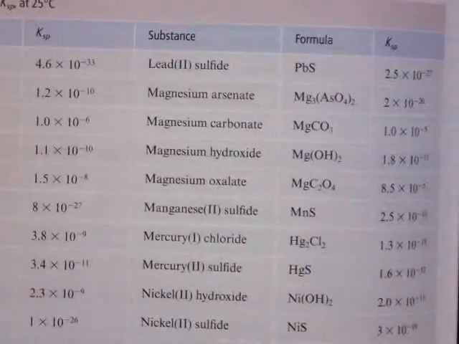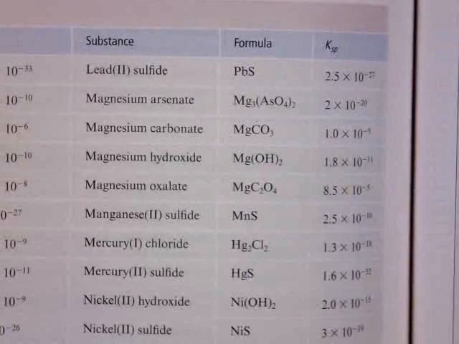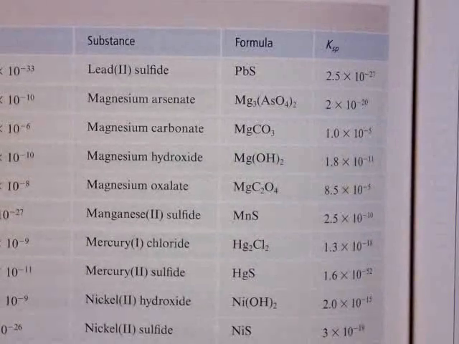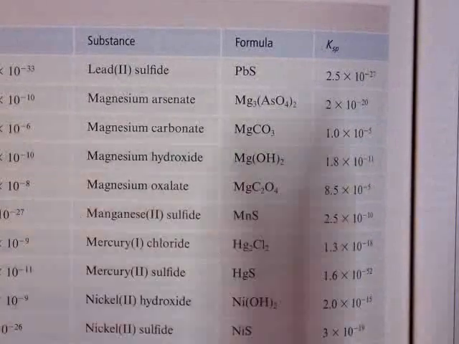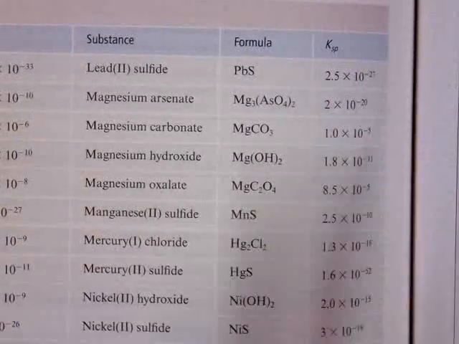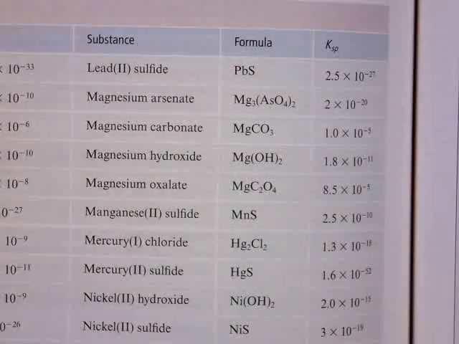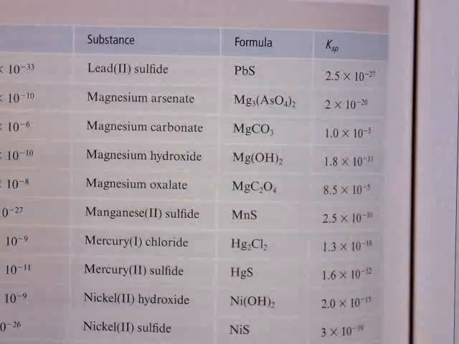Here are some, well, I'll just move it over here so it won't fall off the table. Lead sulfide. Look at the number here. It's 2.5 times 10 to the minus 27. Now compare that to, say, magnesium carbonate, 2 down, right here. That's a 10 to the minus 5 order of magnitude.